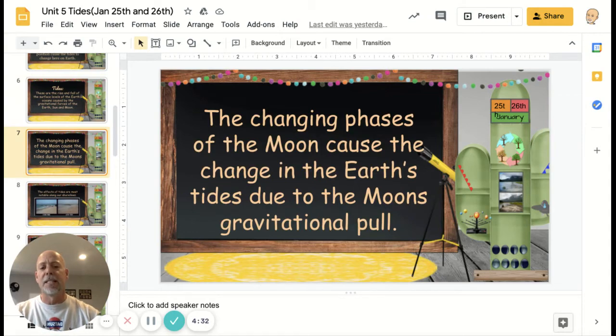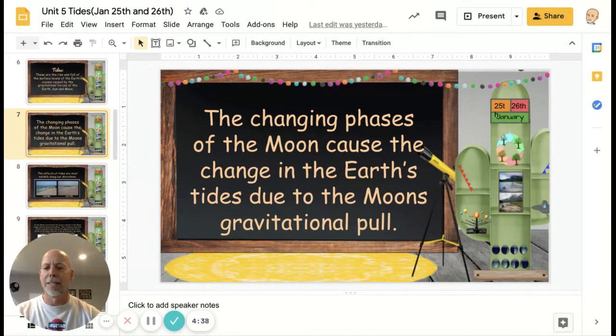So the changing phases of the Moon cause the change in the Earth's tides due to the Moon's gravitational pull. Now, I know what you're thinking. The Sun's so much bigger. Why isn't the Sun more involved? Well, because the Moon is closer to the Earth than the Sun. So what's happening is that even though the gravity created by the Moon is less than that of the Sun, because of its closer position, it actually affects our tides more than what the Sun will, okay?